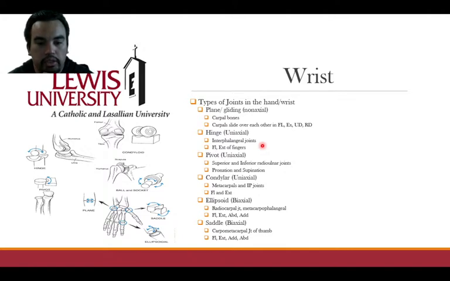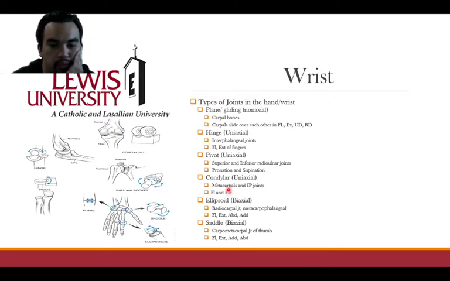Pivot joints, which are uniaxial, do pronation and supination, and they are located in the superior and inferior radial ulnar joints. They just kind of pivot on each other. Then we have the condylar joints, which are uniaxial, so one plane, and the metacarpals and the interphalangeal joints are these, and they do flexion and extension.